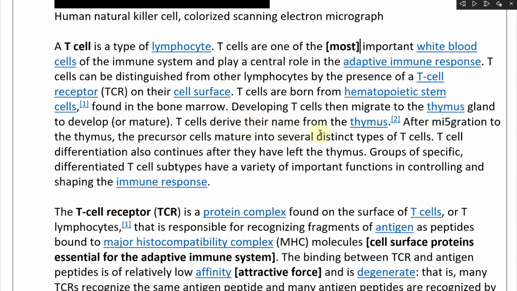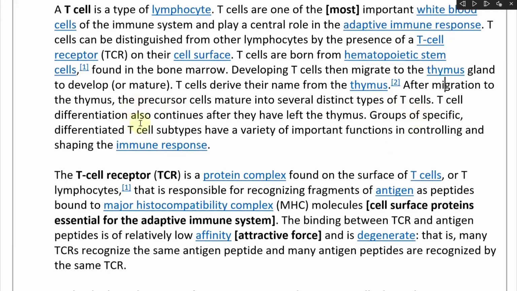T cells derive their name from the thymus. This was a mistake there on my part. After migration to the thymus, the precursor cells mature into several distinct types of T cells. T cell differentiation also continues after they have left the thymus. Groups of specific differentiated T cell subtypes have a variety of important functions in controlling and shaping the immune response.